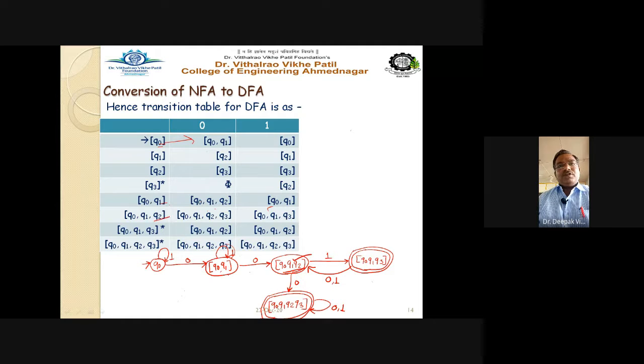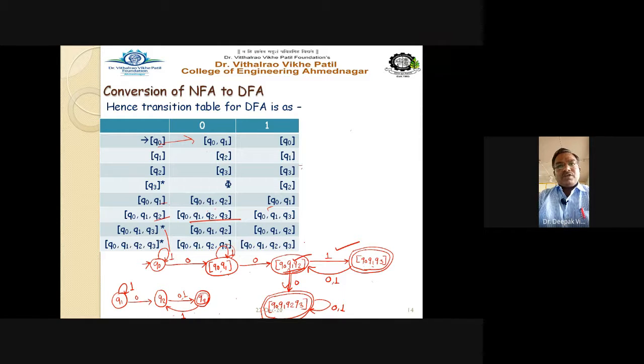Then Q0, Q1, Q2, from the diagram, on 0 goes to this particular state, and on 1 it goes to Q0, Q1, Q2, right? And all the rest of the transitions you have to mark here. So there are a few transitions remaining. See here, Q1 on 0 goes to Q2, and Q2 on 0 and 1 goes to Q3.